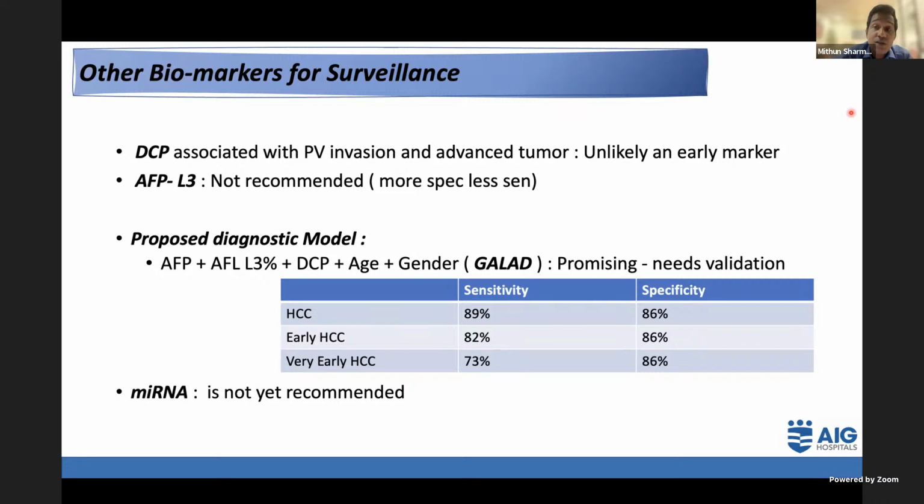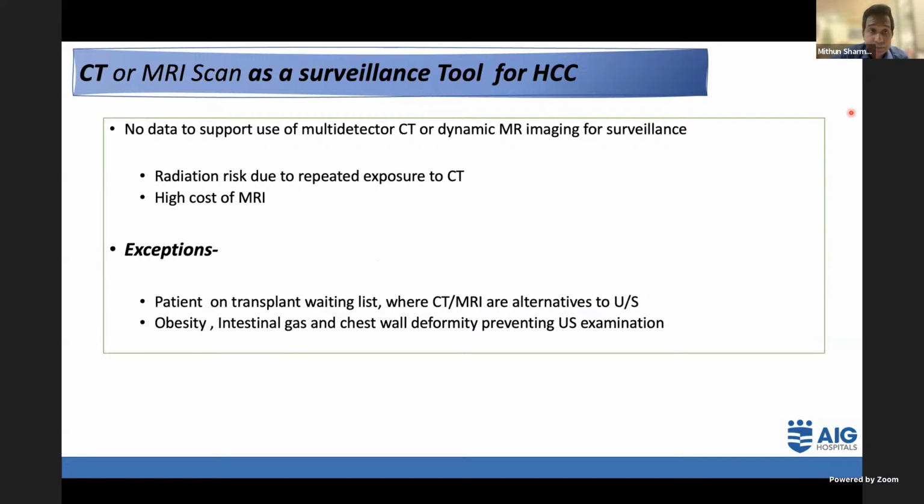Similarly, the GALAD model, which is a very promising model, with the latest data that came up last year, has a sensitivity of detecting early HCCs of around 73% with a specificity of 86%, which again is not as high as is expected in a screening or surveillance program.